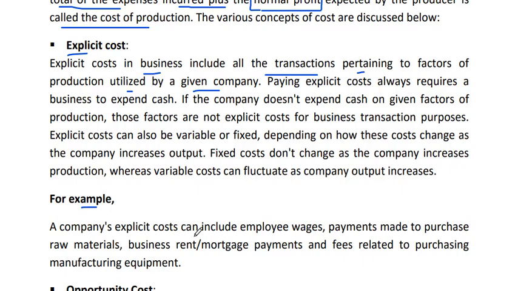A complete explicit cost can include employee wages. As I said, wages means salary, but day-to-day wise. Payment made to purchase raw material, business rent, mortgage payment, and fees related to purchasing manufacturing equipment. All these examples are called explicit cost. Paying explicit cost always requires a business to expend cash. If a company doesn't expend cash on a given factor of production, that factor is not an explicit cost for the business. Explicit cost can also be variable or fixed.